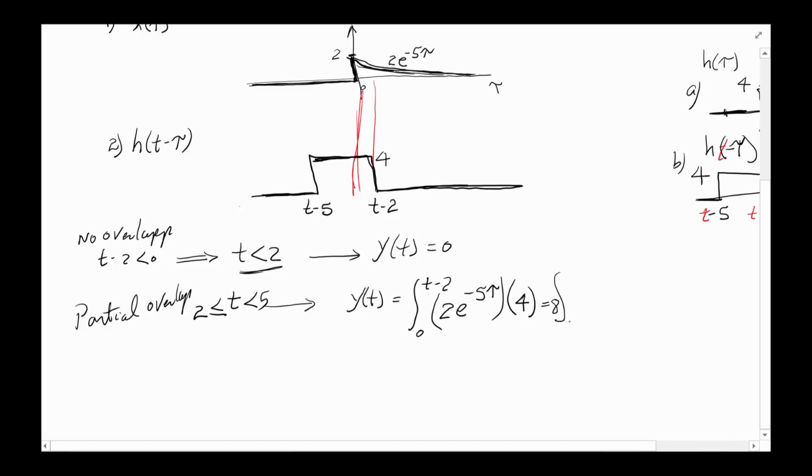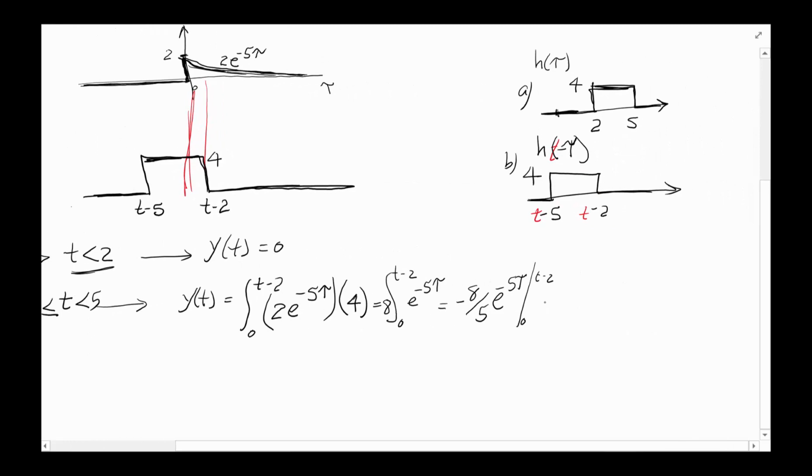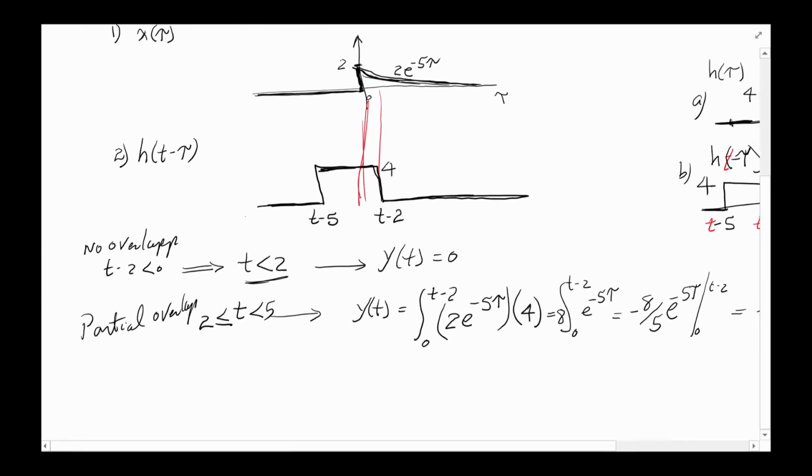8 comes out as a constant. This goes 0 to t minus 2, e to the minus 5 tau. When you integrate, that becomes minus 8/5 e to the minus 5 tau, and integration from 0 to t minus 2. And if you want to go further, you can evaluate this. You're going to get minus 8/5 e to the minus 5 (t minus 2), plus, I'm sorry, minus, yeah, plus 0 in here, that makes it a 1, so it would be 8/5. And so that is basically the value as long as t is between those two.